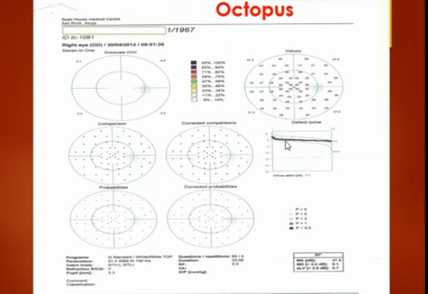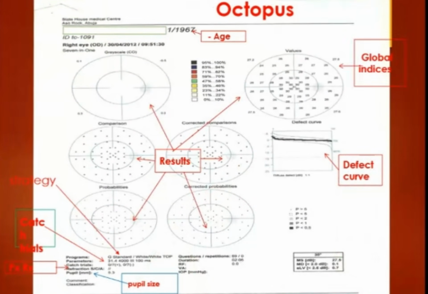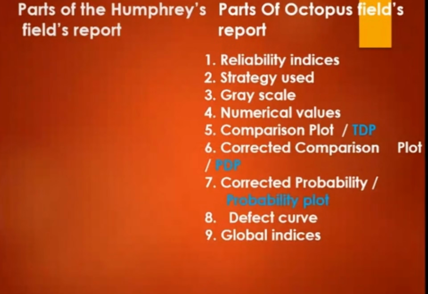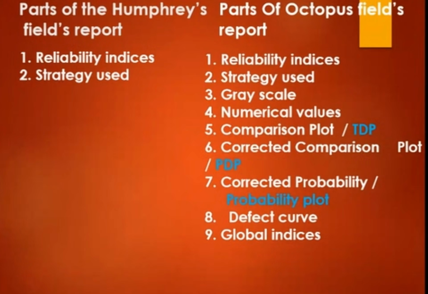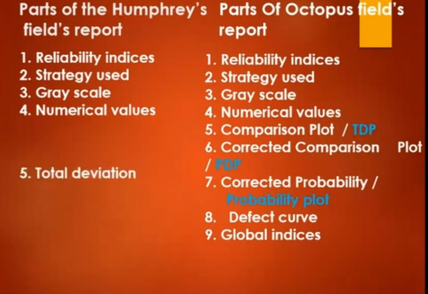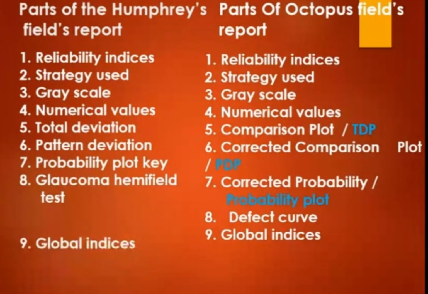And then if the thick line runs outside the shaded area, parallel, and then to an extent gives us a sharp bend, it is known as localized and generalized depression. So that's for the Octopus visual field printout. So we'll look at the parts of the Humphrey visual field and then the parts of the Octopus visual field. You will find out that they are both showing the same thing.